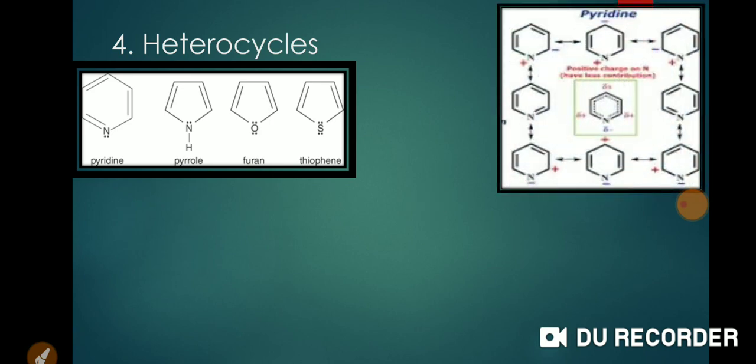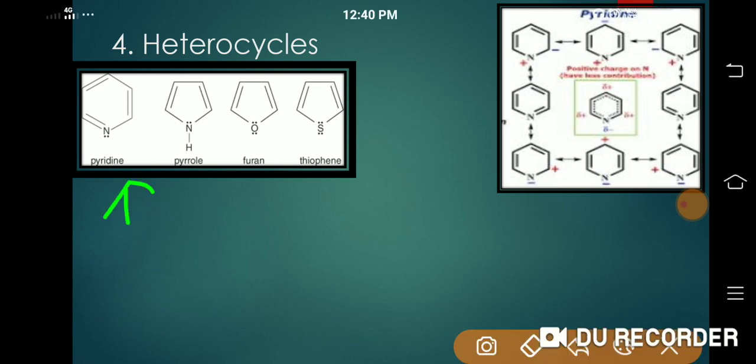In that structure we can see the pyridine structure is similar to the benzene ring structure, where one of the carbon atoms is replaced by a nitrogen atom. Hence, it leads to the generation of pyridine. That pyridine is aromatic in nature because all the carbon atoms along with the nitrogen are sp2 hybridized.